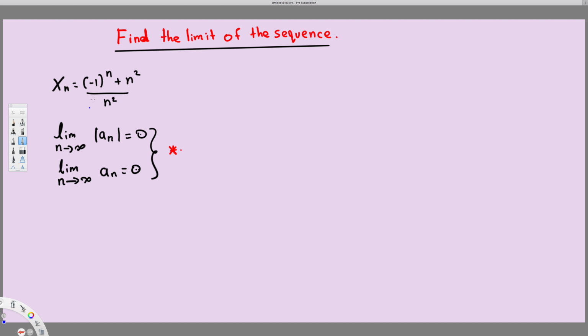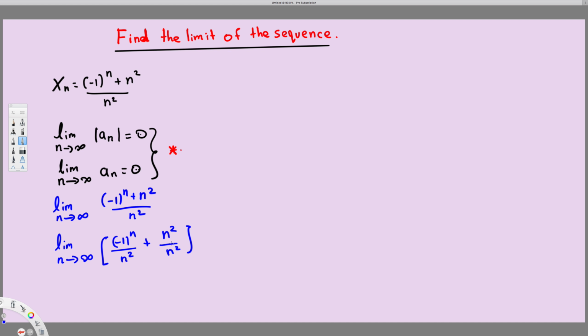So let's start solving this one. Here we are going to take the limit as n approaches infinity of (-1)^n n squared divided by n squared. Let's see what we can do right here. We can separate this into two parts: the limit as n approaches infinity of (-1)^n divided by n squared plus n squared over n squared. So this is going to give us 1.